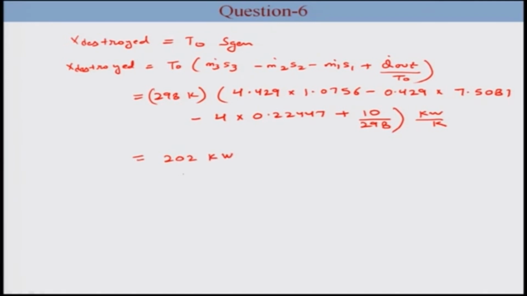So the total exergy destroyed, or the wasted work potential during this mixing process, is 202 kilowatt.